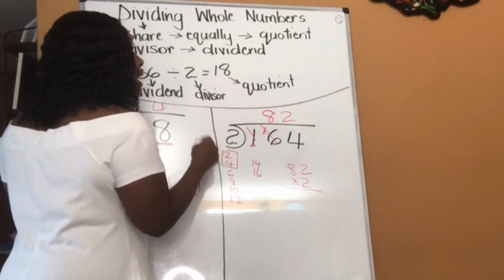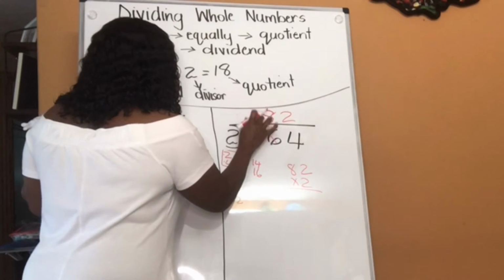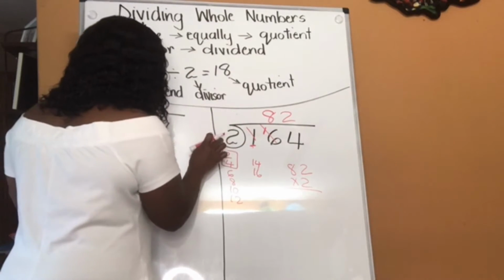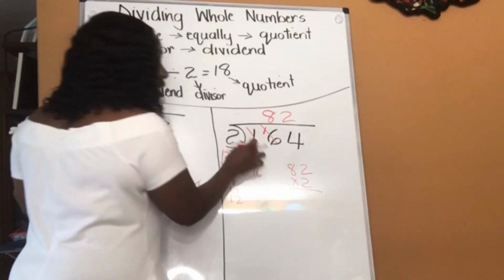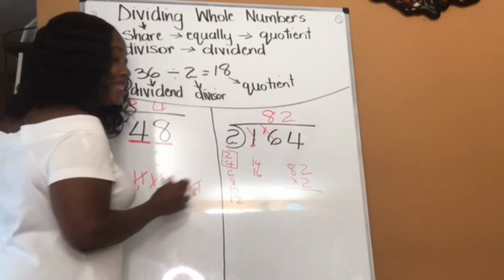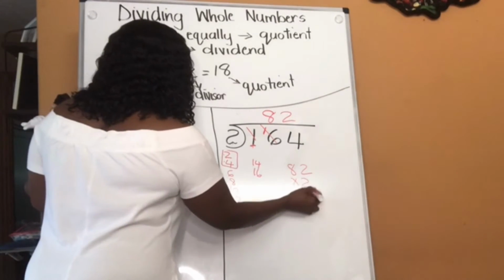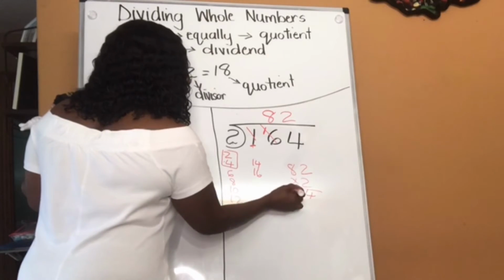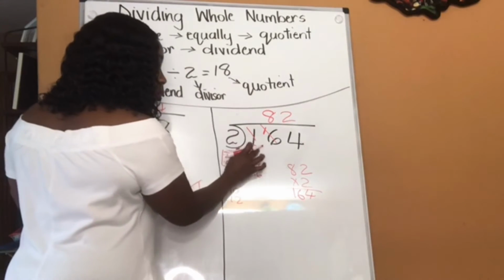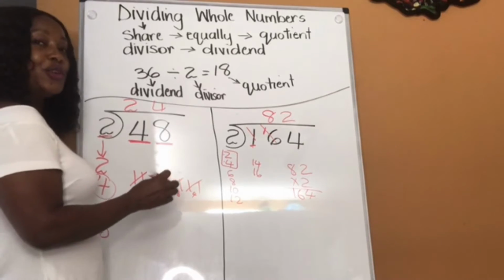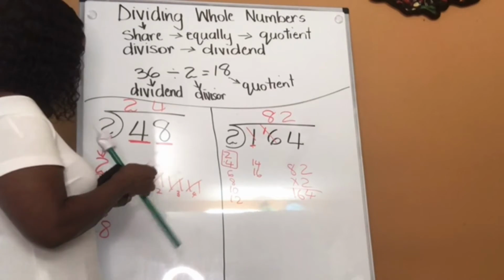And you can multiply your quotient by your divisor. And if you get your dividend, then you know your answer is correct. So let's test that quickly. 2 times 2, that's 4. And 2 times 8, that's 16. So 164. You know your answer is correct.